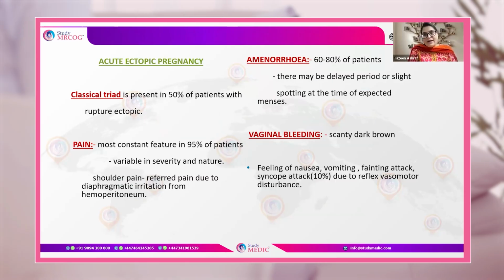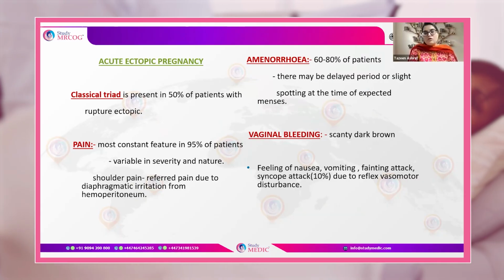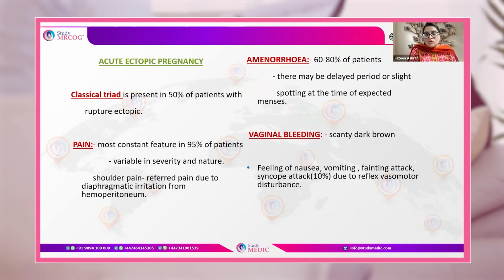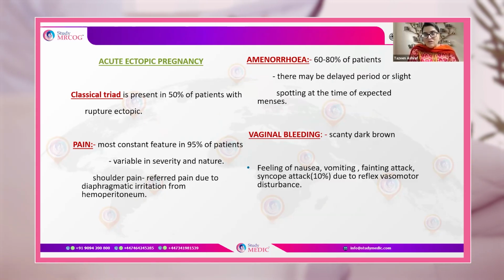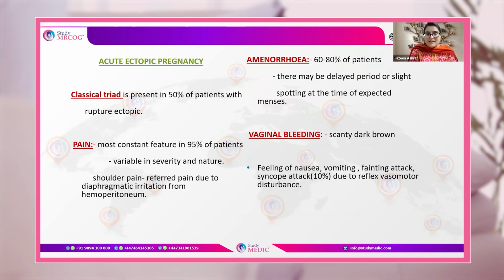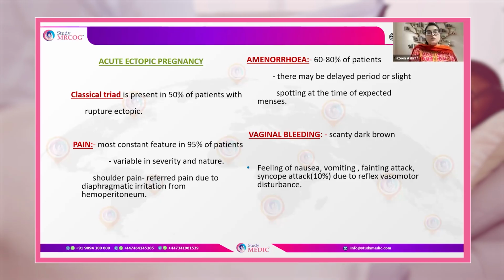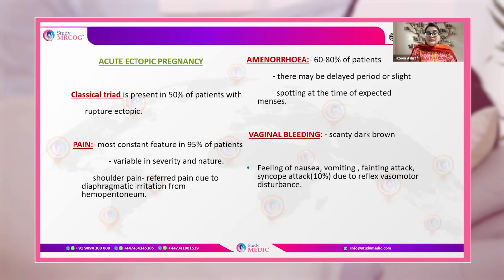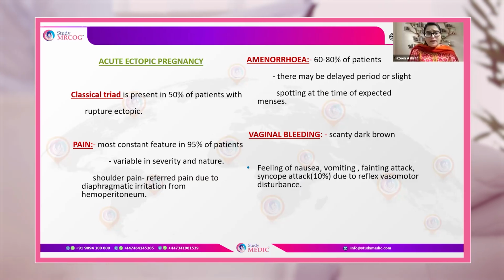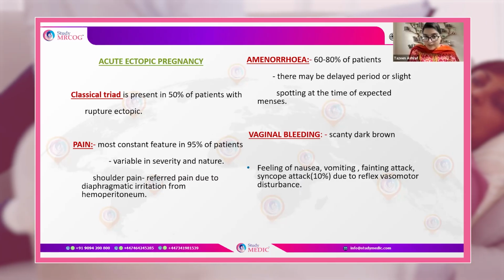So there is a classical triad for the presentation of acute ectopic pregnancy. 50% of the patients present with ruptured ectopic pregnancy, and the most constant feature is pain in 95% of the cases. Remember one thing for your exam: when the patient presents with miscarriage, bleeding is more and pain is less. When a patient presents with ectopic pregnancy, then pain is significant while bleeding can be just spotting, brownish spotting. So these are the two things where you can differentiate in the scenarios for your exam.